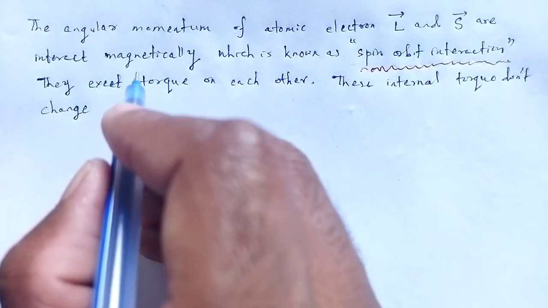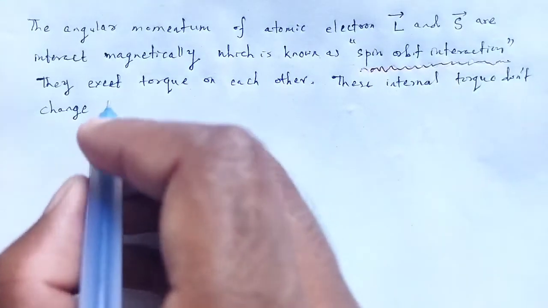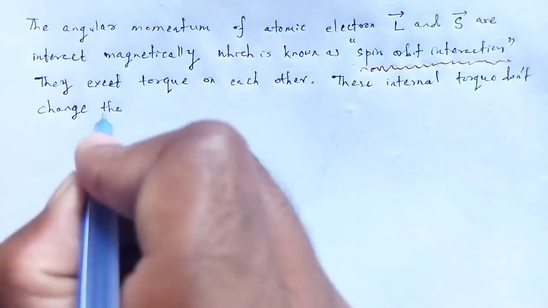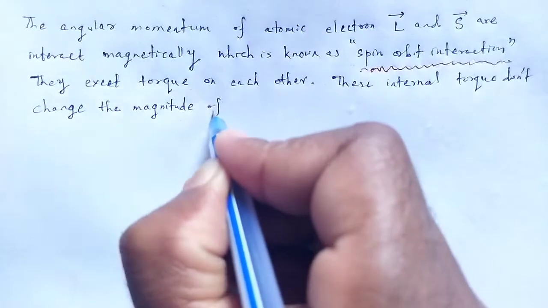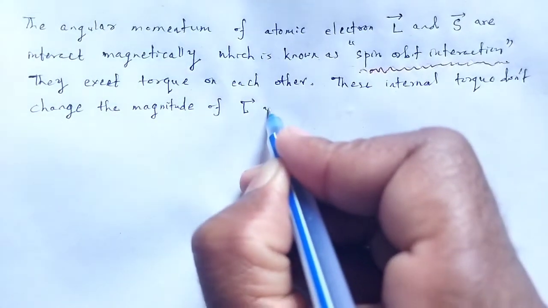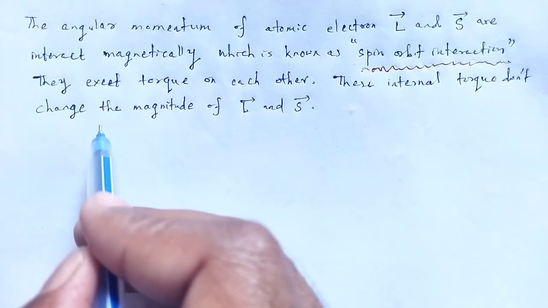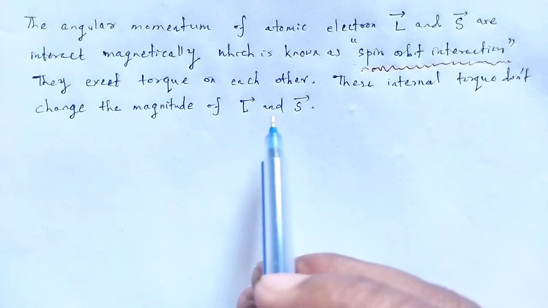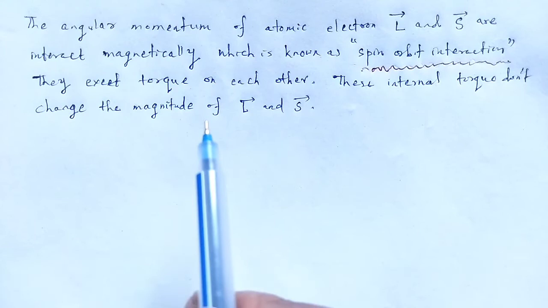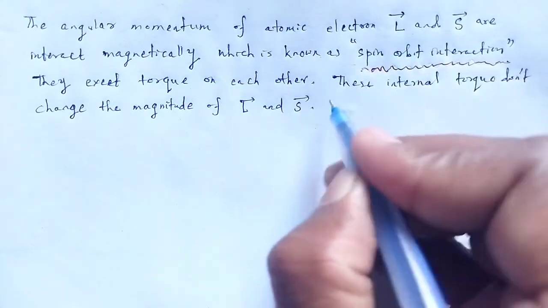Since the magnitudes of vectors L and S don't change, that internal torque doesn't change the magnitude of the L vector and S vector. It cannot change the magnitude, but it causes them to precess uniformly around their resultant J.